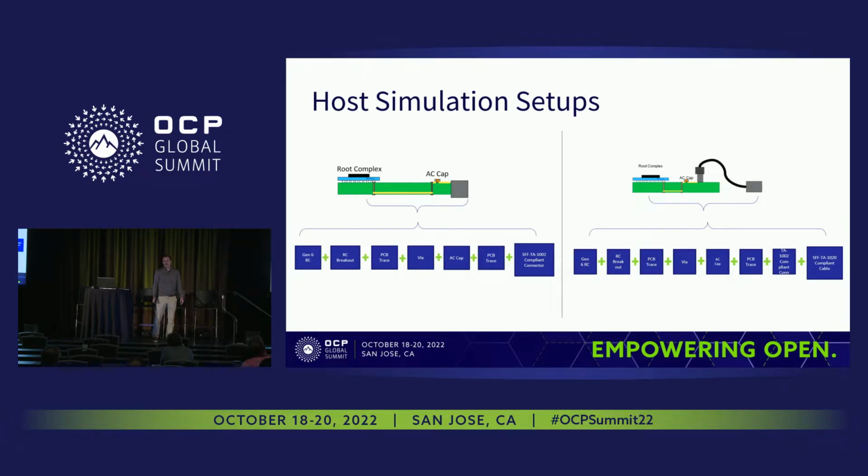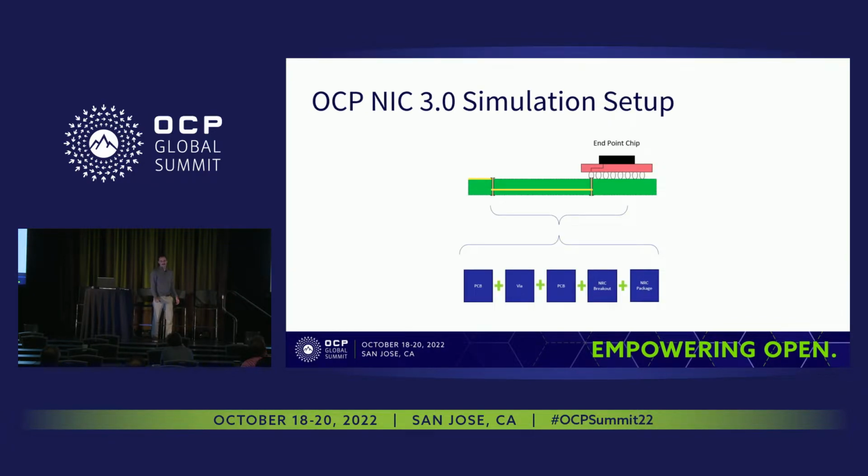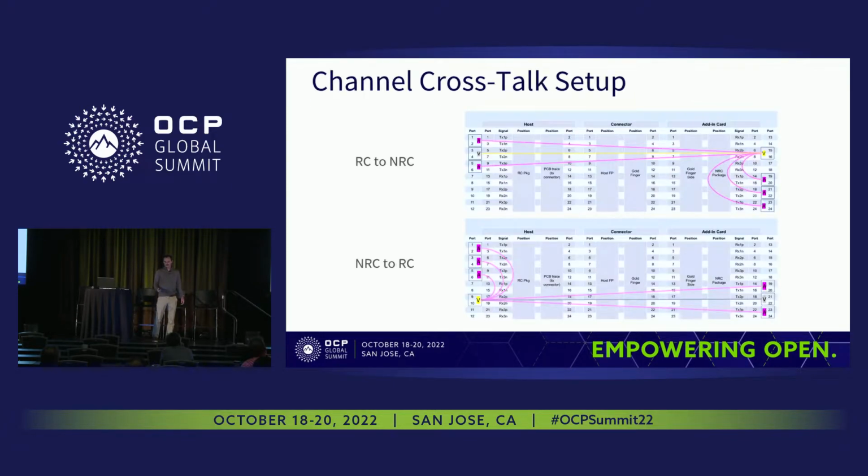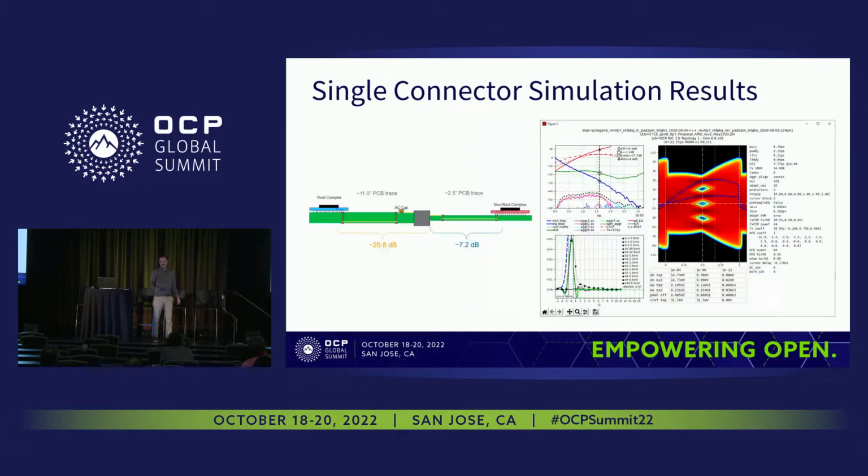And then we would pair this up with the corresponding OCP NIC model that we set up at TE. This has the PCB trace of the card edge interface, and the via, and then the PCB back to the non-root complex package. And for all of our simulations, we did include crosstalk with 3 near-end aggressors and 2 far-end. For all of the simulations we ran, we got a specific detailed report out for those who are familiar with the CSIM simulation tool.